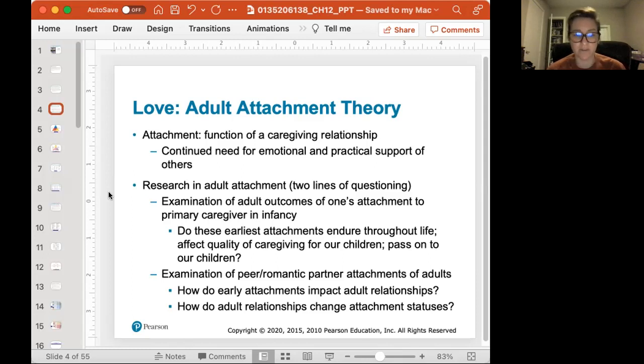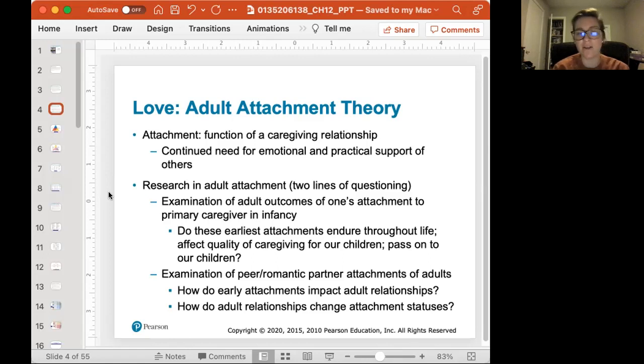As for another line of questioning, it's examining the peer and romantic partner attachments that adults have. Questions that can be asked through research include: how do early attachments impact adult relationships, and how do adult relationships change attachment statuses? So, looking at this therapeutically, you don't have to necessarily do research in order to talk to clients about these issues, about these questions.